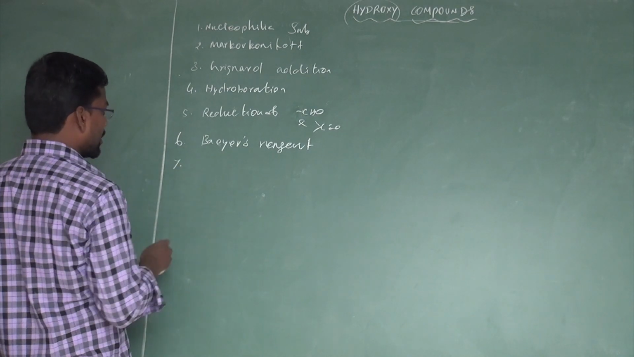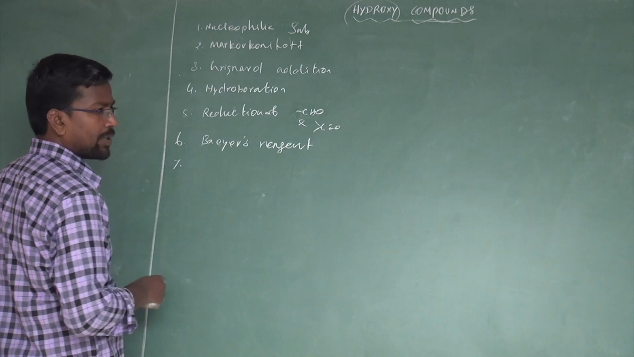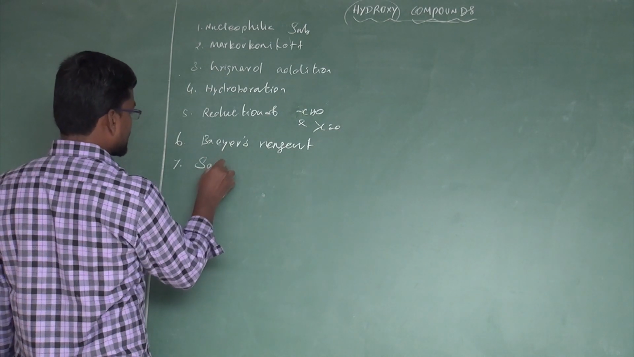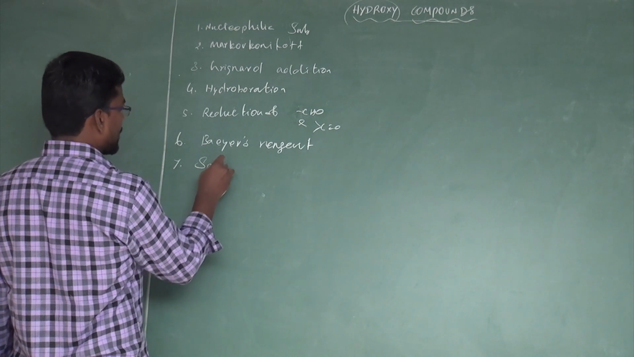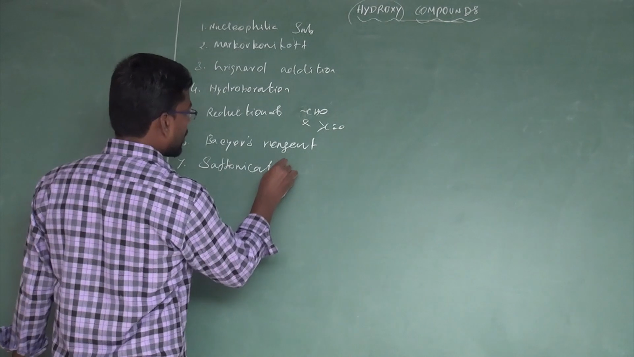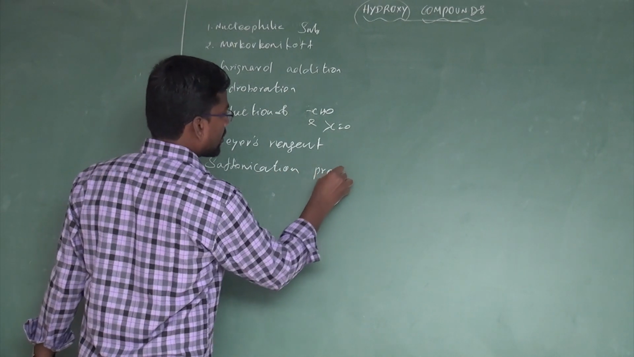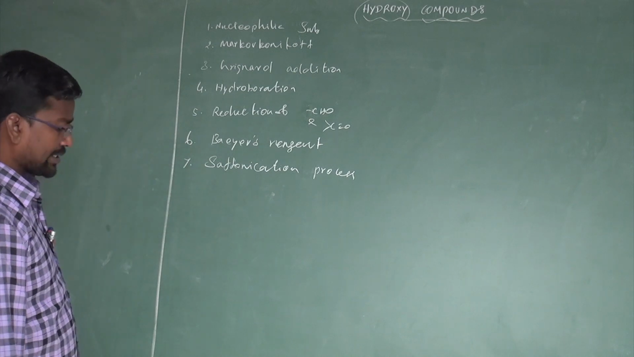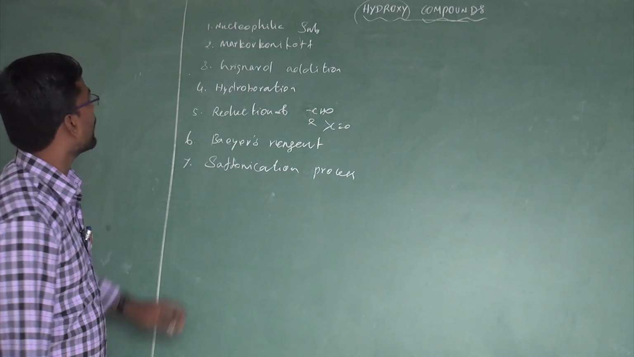Then glycerol can be prepared from the glyceryl triester. That is called a saponification process. The seventh method is used for preparation of aliphatic alcohols.